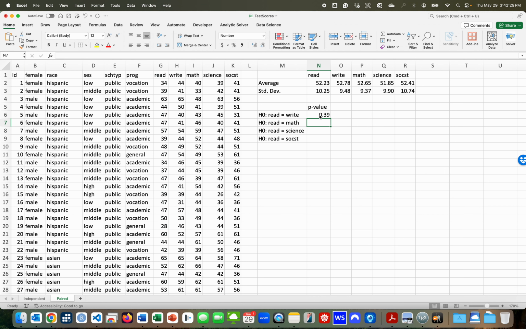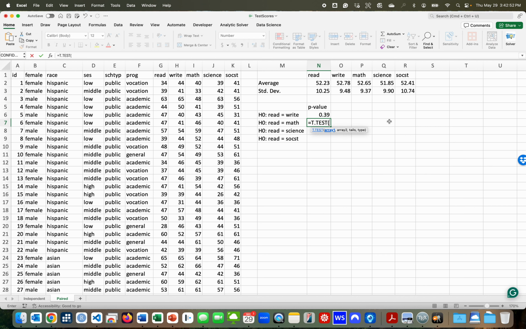And to no one's surprise, we fail to reject. The means are way too close together, and the standard deviations are too large for us to ever reject the null hypothesis that they are the same and conclude that they're different. So we fail to reject that the reading scores equal the writing scores.